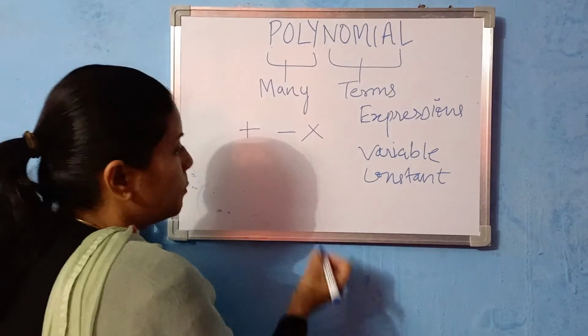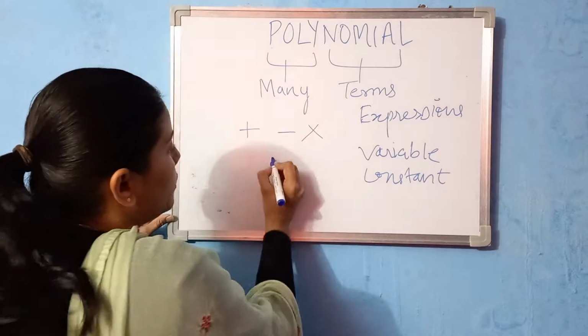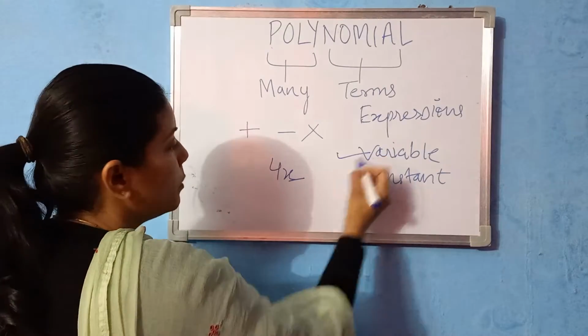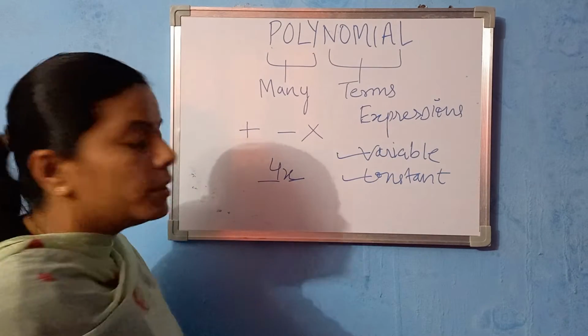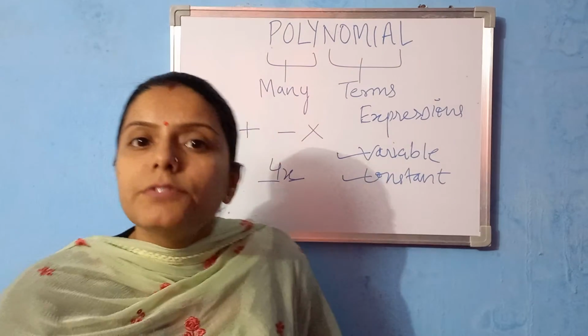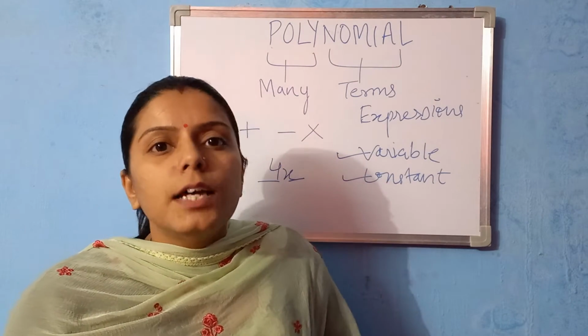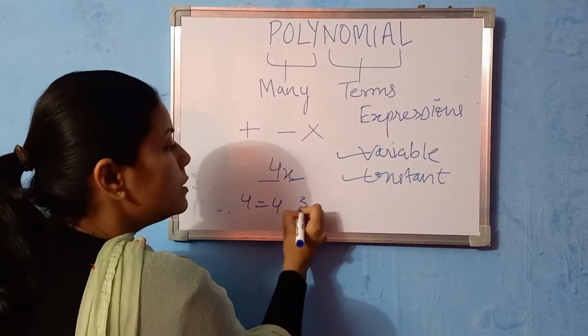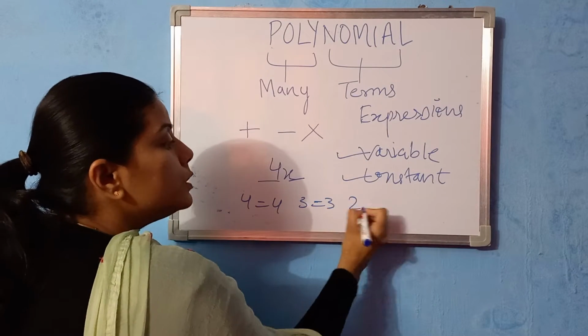So, what is a variable? Let us take one example, 4x. In this 4x, x is the variable and 4 is a constant. Constant has a fixed value. We never change the value of a constant. 4 is 4, 3 is 3, 2 is 2.